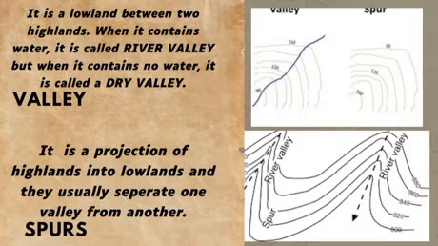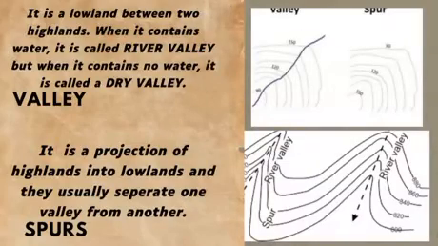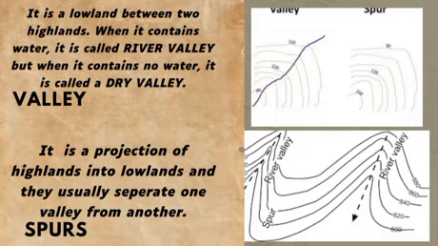Next we have a spur. A spur is just like a valley, but rather it is a projection out of a hill into a valley. It is usually that part that separates a valley from a hill. In the contour line, the numbering decreases as it goes to the innermost contour line.